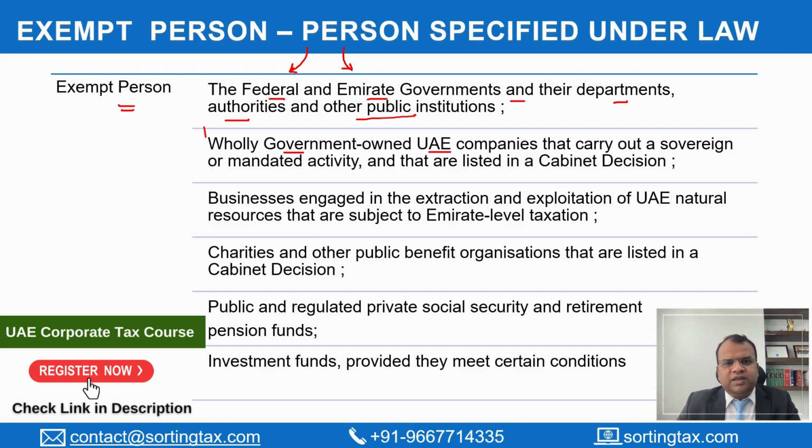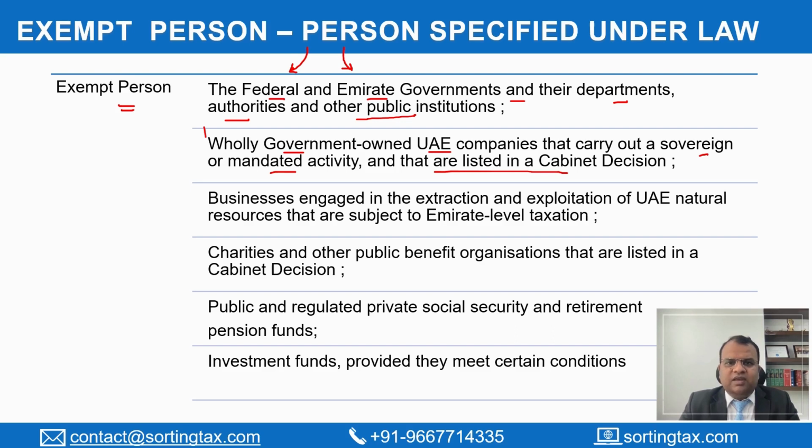Wholly government-owned UAE companies that carry out a sovereign or a mandated activity and that are listed in a cabinet decision. Now, the government need not necessarily perform all its function through the departments, etc. They can even have companies which are owned by the government, and these companies are carrying out activities which the government has to carry out as a sovereign entity. So these wholly government-owned companies which are listed in a cabinet decision. So the cabinet decision for this would be issued in due course. But once that cabinet decision is issued, these companies who carry out a sovereign or a mandated activity will be exempt from corporate tax.